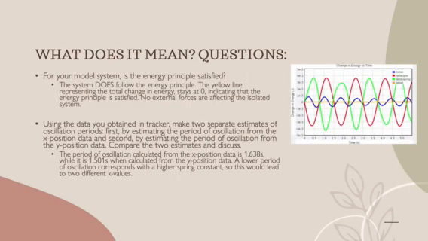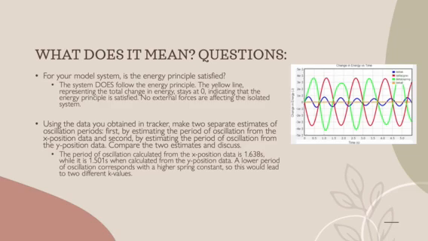So, some what does it mean questions. As I said before, for our model system, the energy principle is satisfied, because as you can see in this graph, the yellow line indicating the total change in energy stays at 0, indicating that no external forces are affecting the isolated system and its energy.